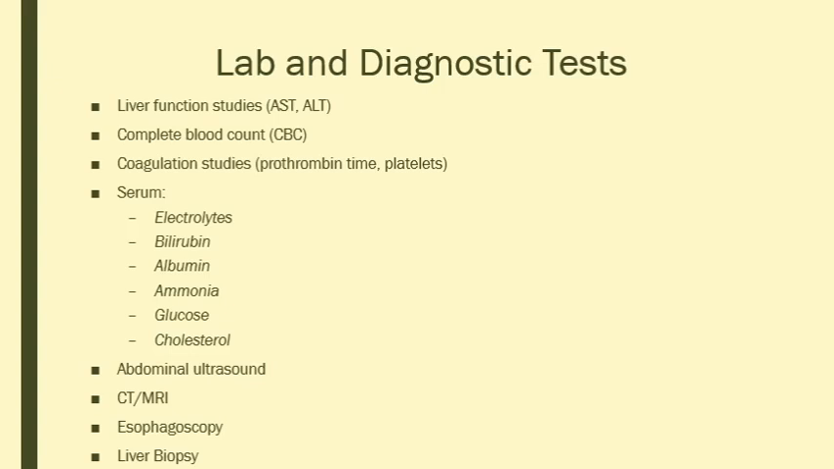The ALT is 8 to 40. If I don't want to have to remember the different numbers, if you see the AST or the ALT that is greater than 40, that means it's increased, and that would tell me that this patient has something going on with their liver.